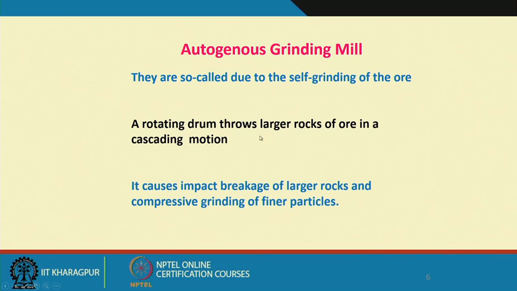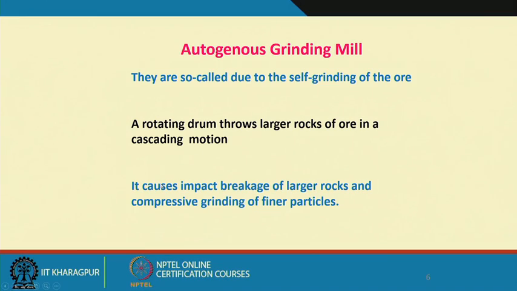A rotating drum throws larger rocks of ore in a cascading motion. When the mill rotates, the drum generates a cascading action because of the larger rocks, and then there is shear or abrasion, and that is how the particles mostly get broken, and also because of impact. It causes impact breakage of larger rocks and compressive grinding of finer particles.